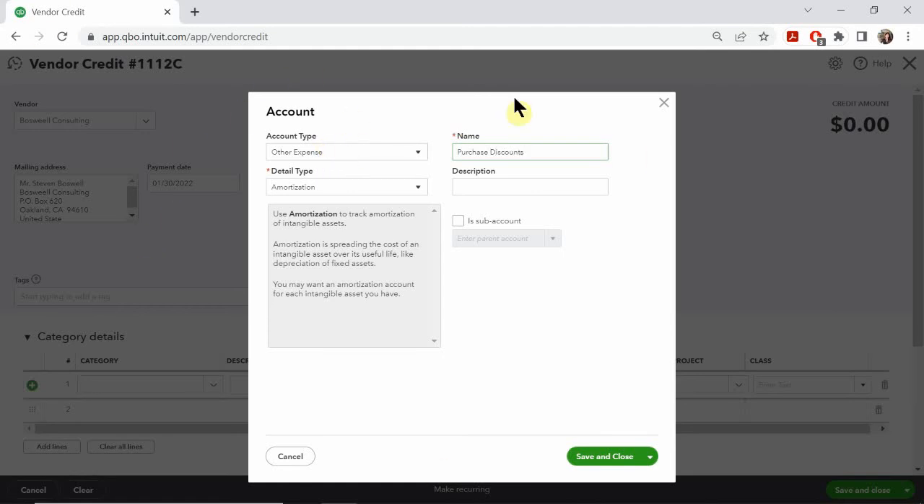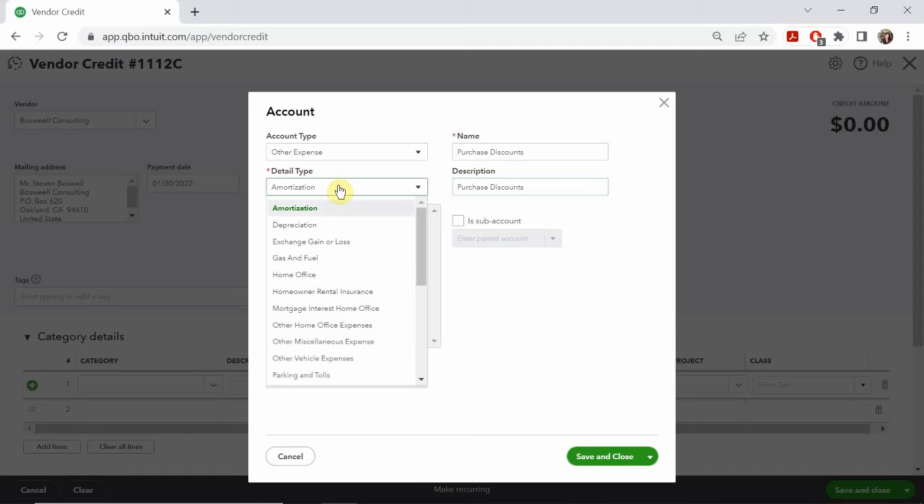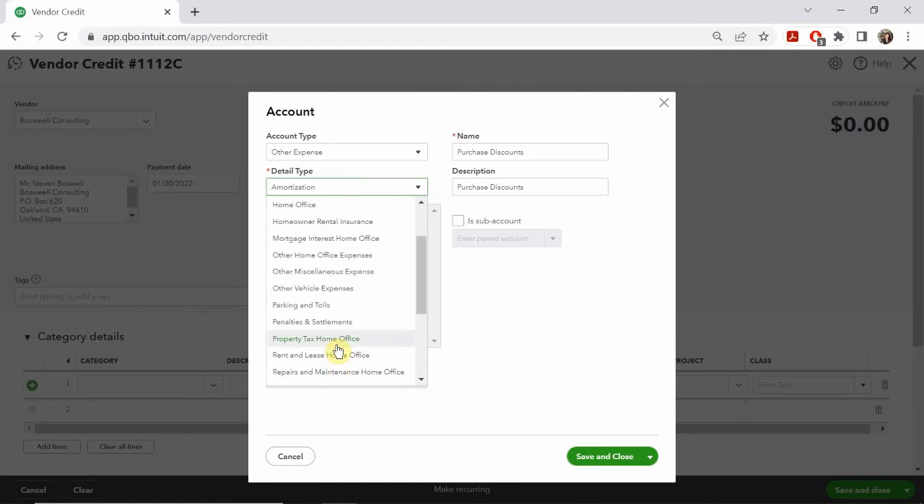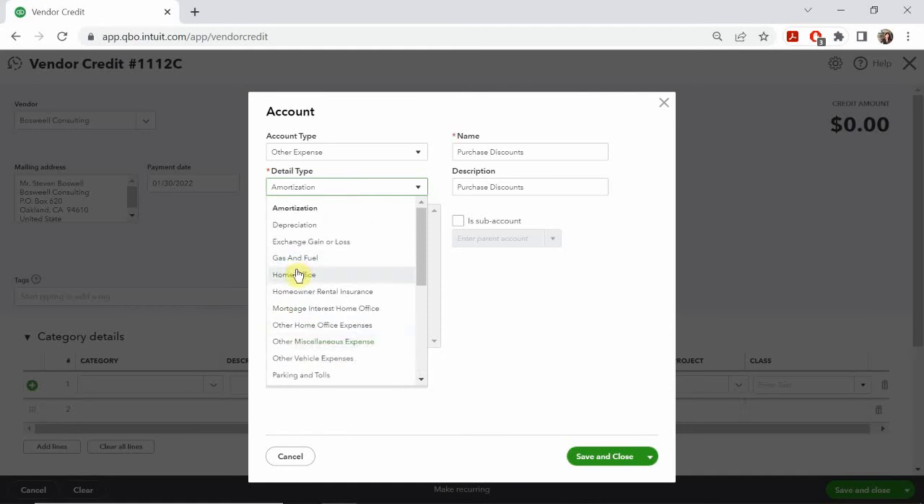What is this description? Again, you received a discount on a purchase. Straightforward. Okay? And you want to make sure it is under business expenses. So you have depreciation, other house, other miscellaneous. Let's see, where is it? Other vehicle. You should have other business expenses in here.